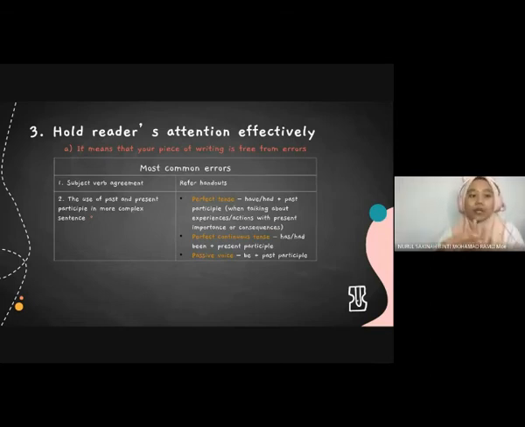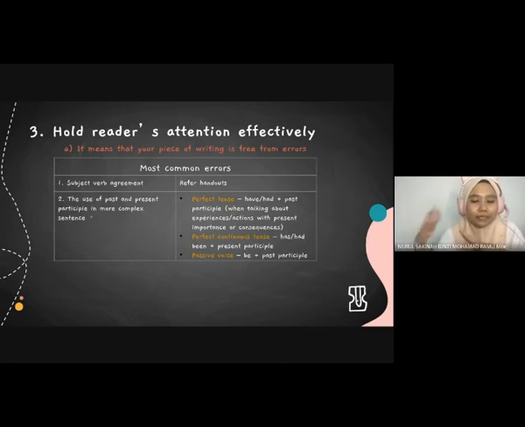Two errors that are commonly found in your writing are subject-verb agreement and the use of past and present participles when you are writing more complex sentences. Okay, subject-verb agreement: you have to remember a singular subject takes a singular verb, and a plural subject takes a plural verb. Make sure the subject tallies with the verb. And then, number two, this is something you have to be careful of, because it looks small, missing an S or an ED, but if it happens repeatedly, it will distract.